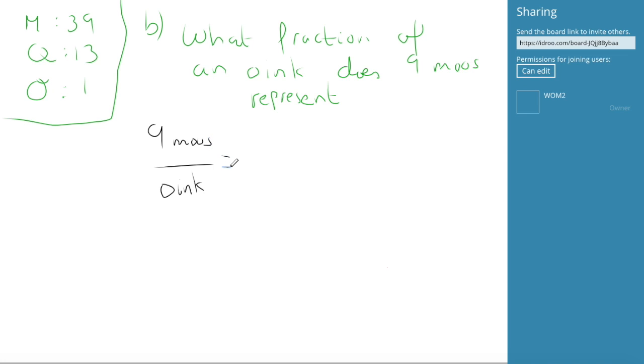Thus, the only way to do this is to make sure that the oink is converted to moos. Again, our table is very handy up on the left, and we know that 1 oink is 39 moos right here, and that means that 9 moos over an oink is the same thing as 9 over 39, which we can simplify to 3 over 13.